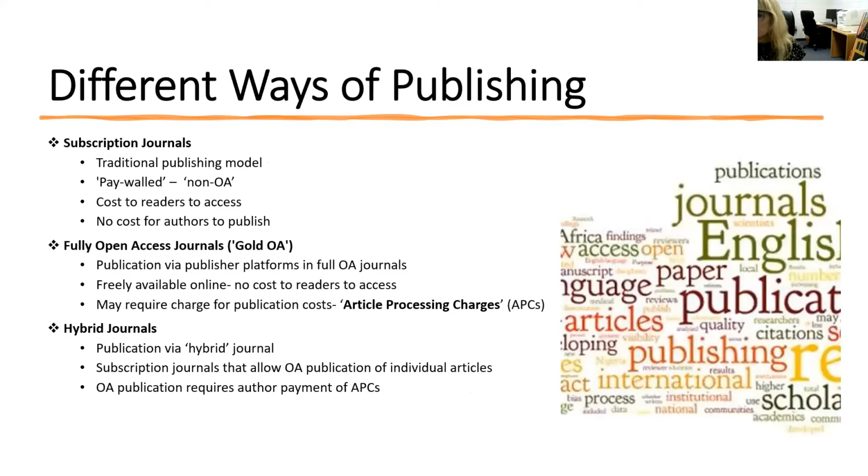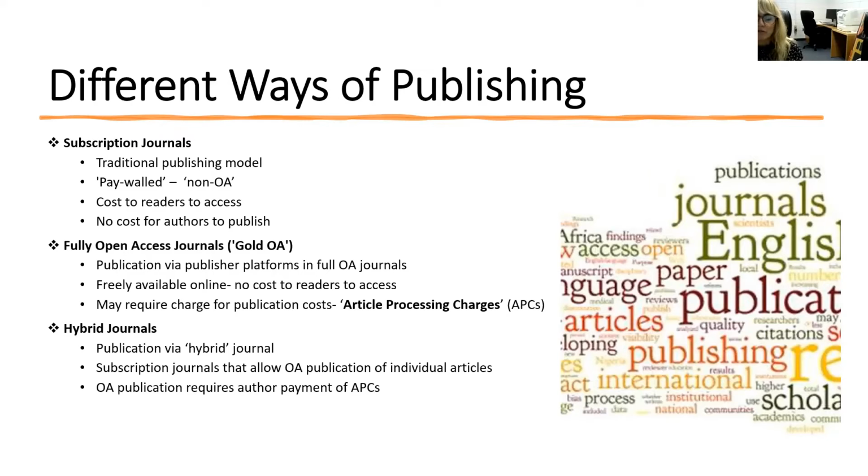So just to review, there's different ways of publishing, which most of you probably know. There's the traditional model of subscription journals, which are also called paywalled, and these are non-open access journals. They require a cost to access them. Either, as I mentioned before, readers have to pay themselves a subscription, or a university may gain access to these journals for their students and professors, et cetera, to access papers published in these journals.